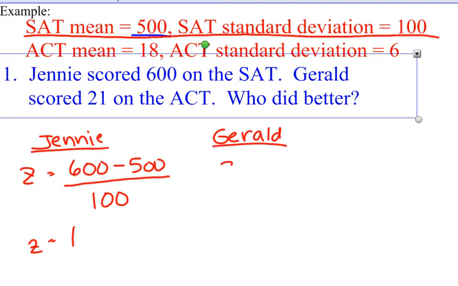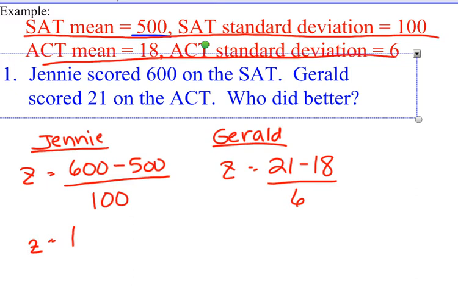Gerald, for the ACT, got a score of 21. I subtract that from the mean of 18, and I divide by the standard deviation of 6. So again, I'm getting this data from right here. Now, when I take 21 minus 18, I get 3. 3 divided by 6. Gerald's Z-score is 1/2.